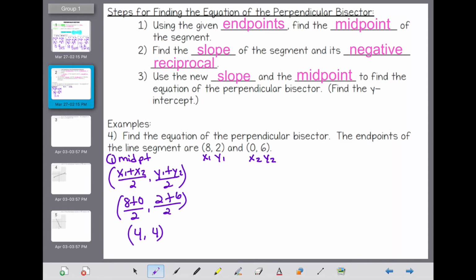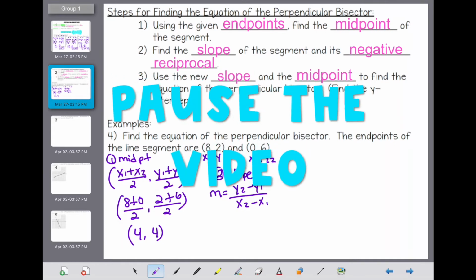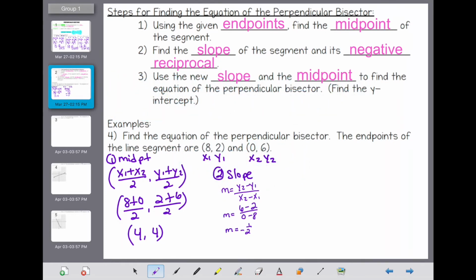Our next step is to find the slope. So the slope formula we talked about in the lesson on equations of lines. Slope equals y2 minus y1 over x2 minus x1. Pause the video so you can practice finding slope. So if you got the slope is negative 1/2, you are correct. When we convert this to a slope to use for a perpendicular line, we are getting positive 2.